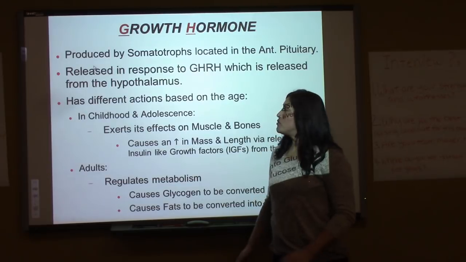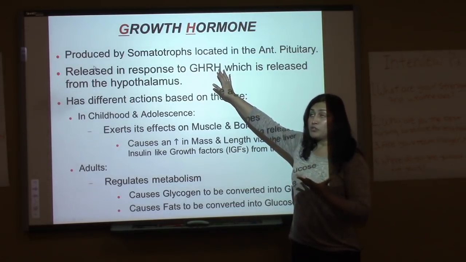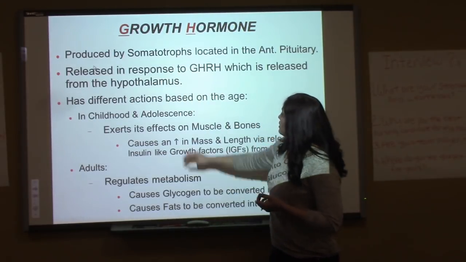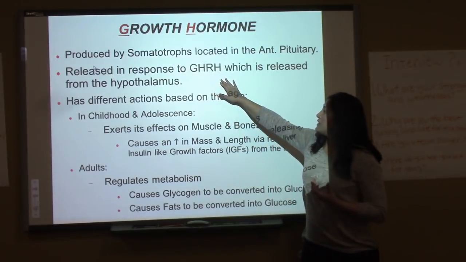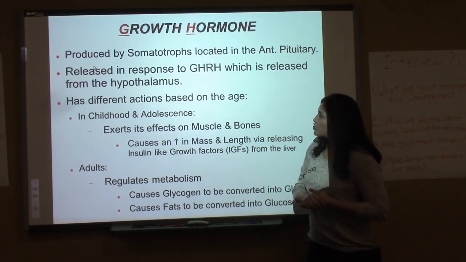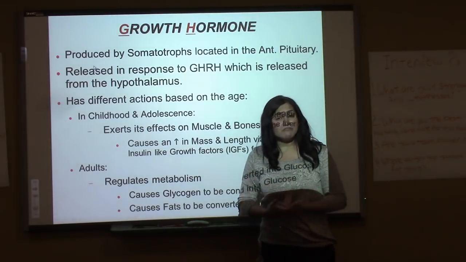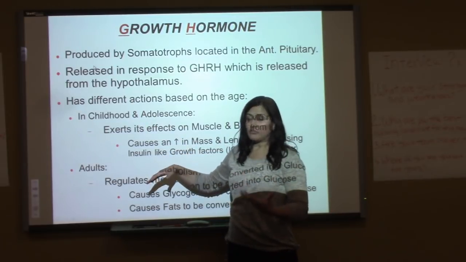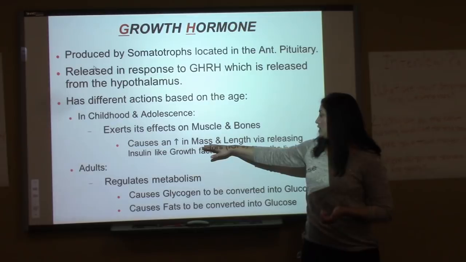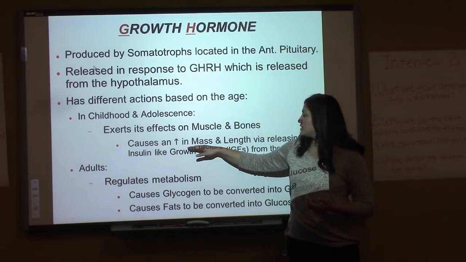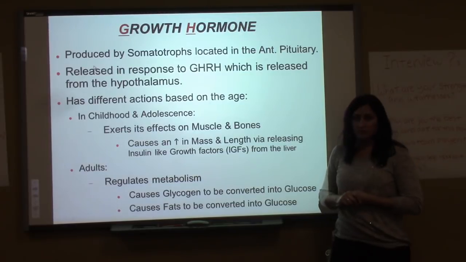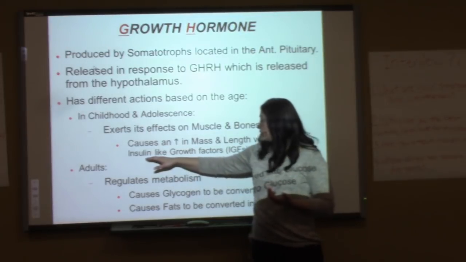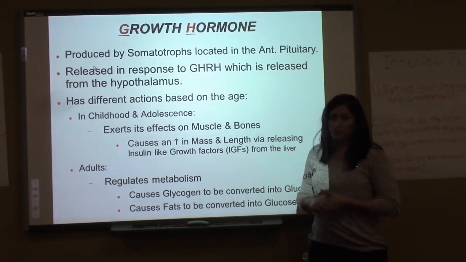Let's quickly talk about growth hormone. Growth hormone is produced and released by cells called somatotrophs, which are located in the anterior pituitary. What causes growth hormone to be released? Basically, when the hypothalamus releases GHRH. Now, growth hormone has different functions based on your age. In childhood and adolescence, what are the effects of growth hormone? It stimulates the muscle and the bone, and it increases the mass and the length. Okay, so it causes your bones and your muscle to grow. And it also causes your liver to release insulin-like growth factors.